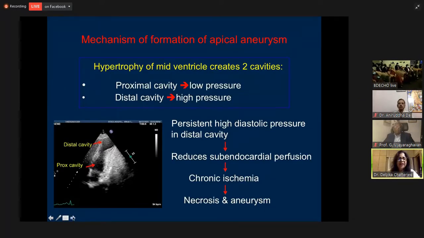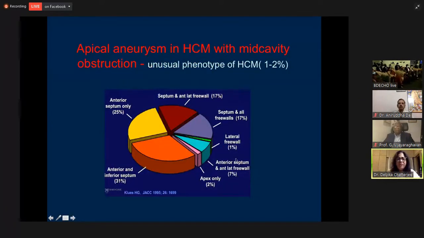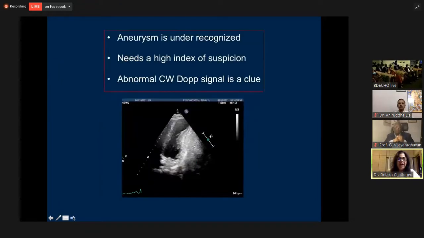And you see, out of all varieties of hypertrophic cardiomyopathy, this apical aneurysm in hypertrophic cardiomyopathy with mid-cavity obstruction is a very unusual phenotype, occurring only in 1 to 2% of the cases. And this aneurysm is always under-recognized. It needs a very high index of suspicion.